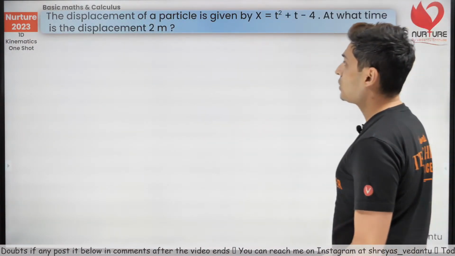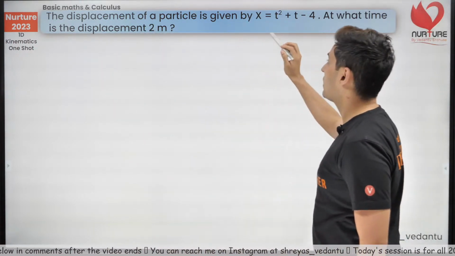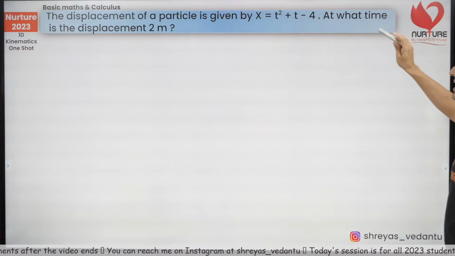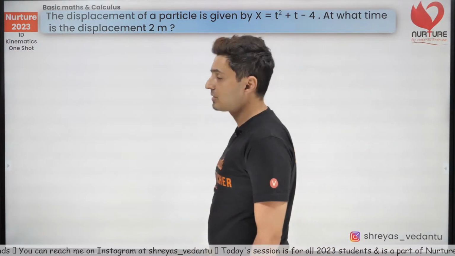Let's start solving this question which is there on your screen. The displacement of a particle is given by x is t square plus t minus 4. At what time is the displacement 2 meters?